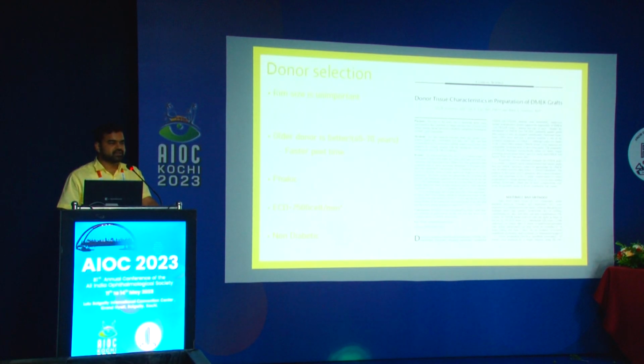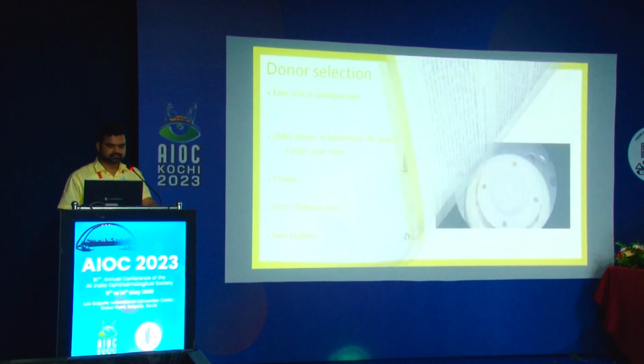Donor selection: the rim size, which is pretty important for DSEK cases, is not that important in DMEK donor tissue. The older the better, like 40 or 45 years plus, which is a phakic eye with a good cell count, and a non-diabetic eye would be a preferred donor for a DMEK. Younger donors tend to form a very tight scroll, which is difficult to manipulate during your DMEK surgeries.